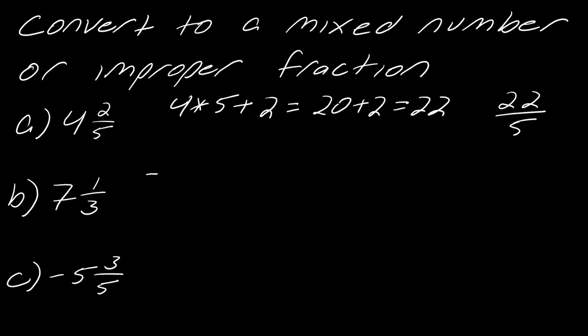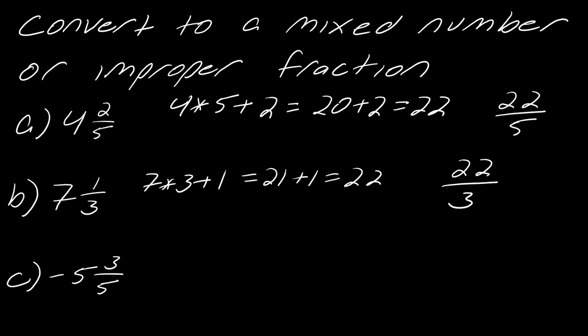This will be 7 times 3 plus 1, right? So I take this number times the denominator plus this. So that's 21 plus 1, so that equals 22. So I just put that over that denominator, 22 over 3.